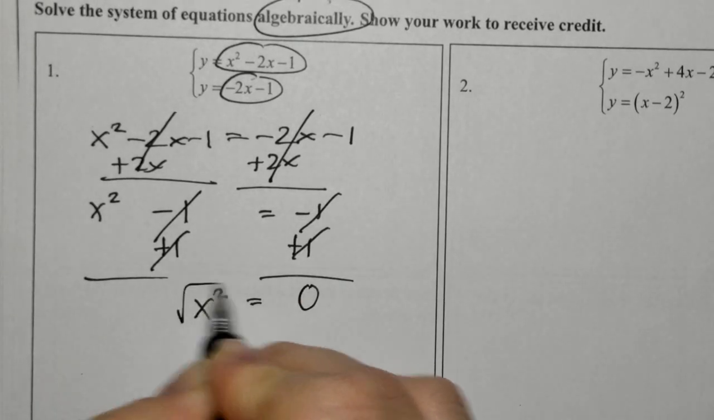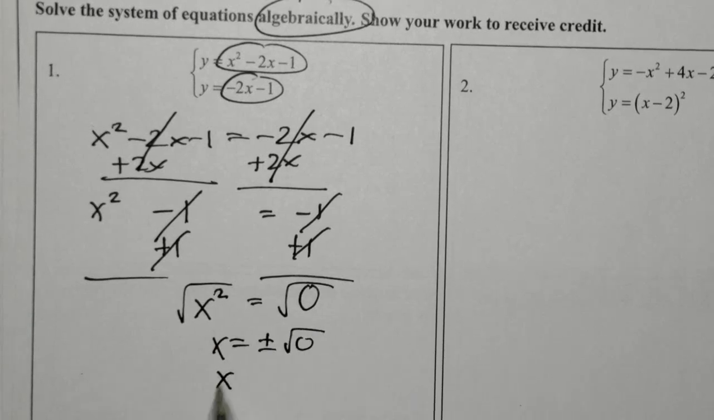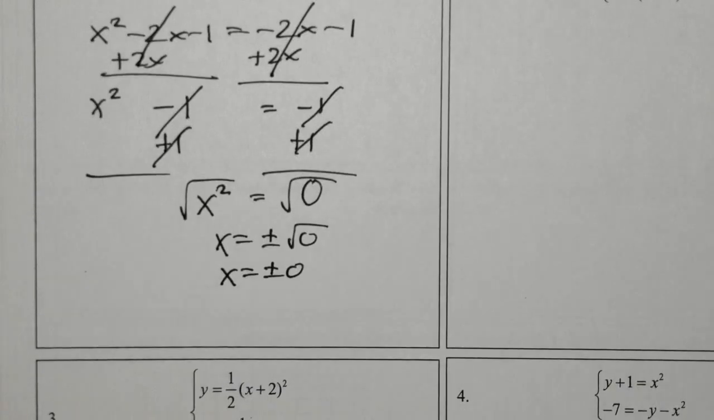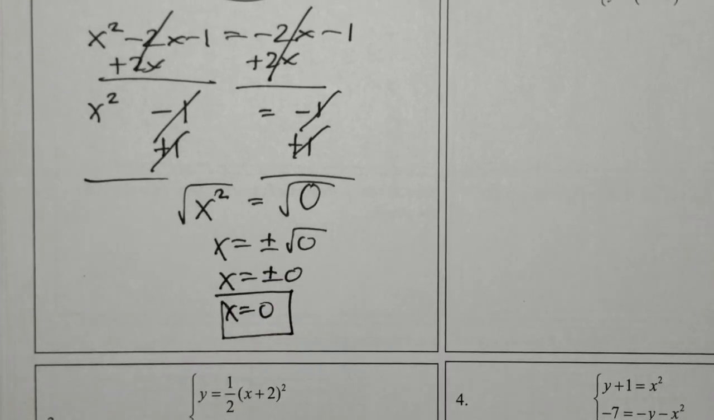To solve for x, I'm going to square root both sides. This tells me I have two answers, so I'm going to put a plus or minus in front. And the square root of 0 is 0. There's no such thing as plus or minus 0. 0 is neutral. It's not positive nor negative. So x equals 0.